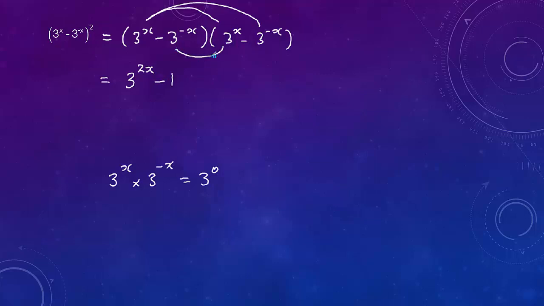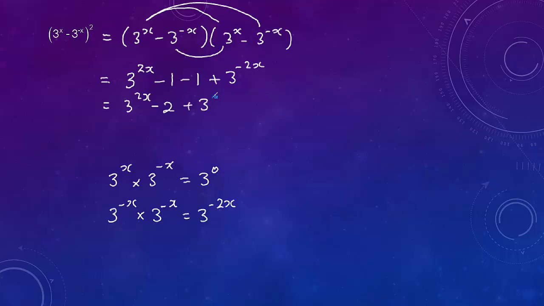And by the same token, this is exactly the same multiplication. That will also be negative 1. And then a minus times a minus gives us a plus. And we're doing 3 to the negative x multiplied by 3 to the negative x, which is 3 to the negative 2x when we multiply those. So we could write that as 3 to the 2x take away 2 plus 3 to the negative 2x. Or we might write that as 3 to the 2x take away 2 plus 1 over 3 to the 2x.